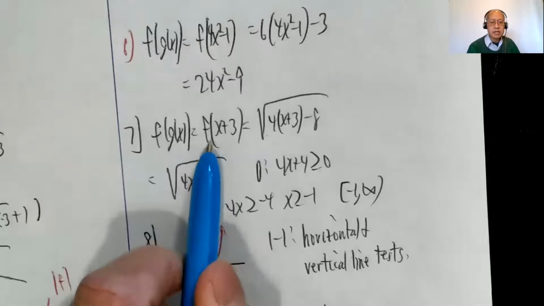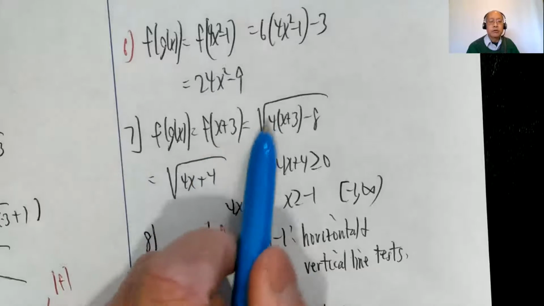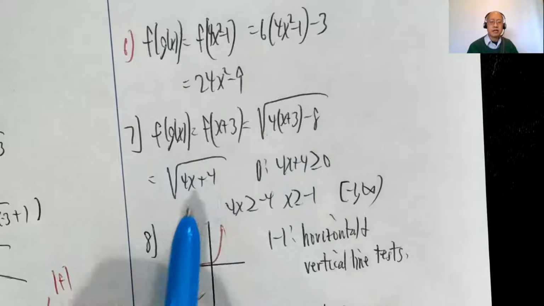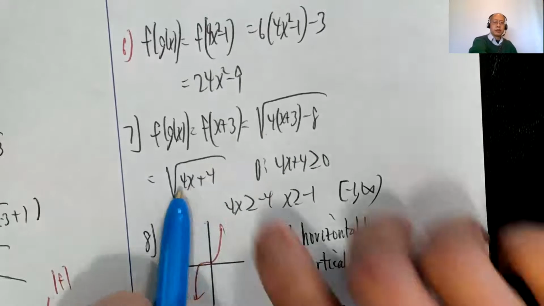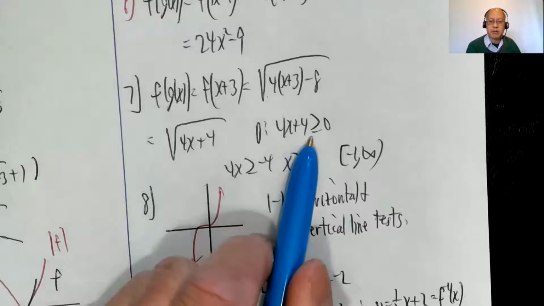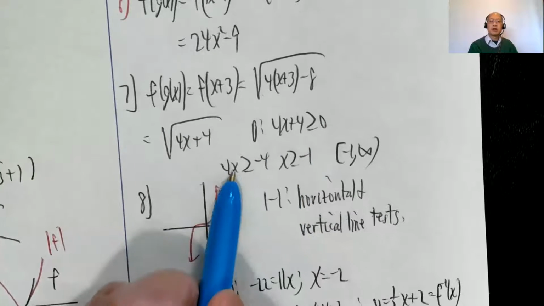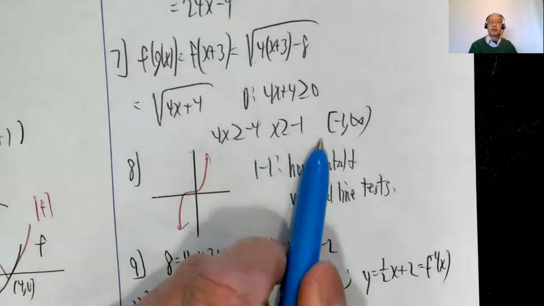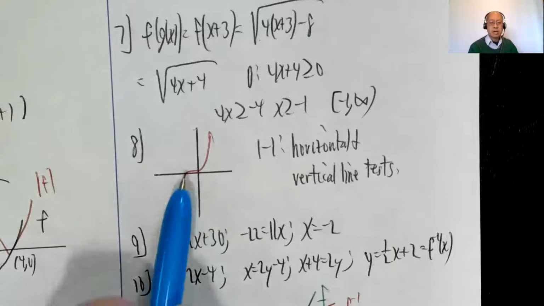Number 7, f of g of x is the square root of 4 times x plus 3 minus 8. That's 4x plus 12 minus 8, 4x plus 4. For the domain, this has to be greater than or equal to 0. So I set 4x plus 4 greater than or equal to 0. Subtract 4, divide by 4, x is greater than or equal to negative 1. So the domain is bracket negative 1 to infinity.